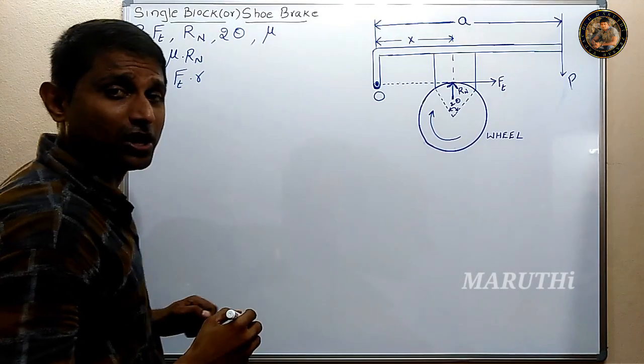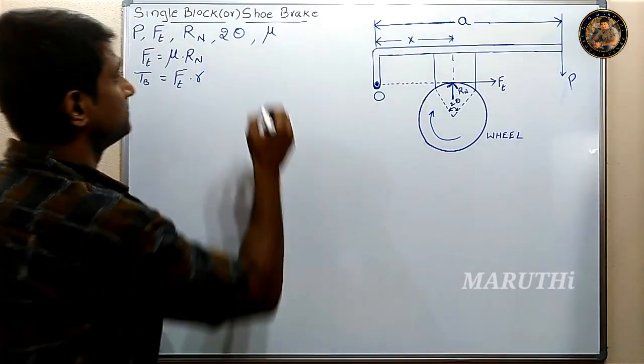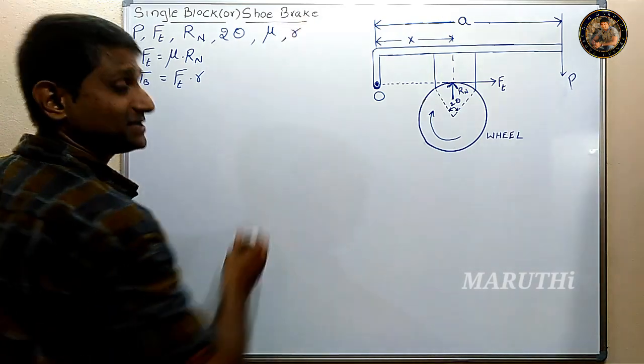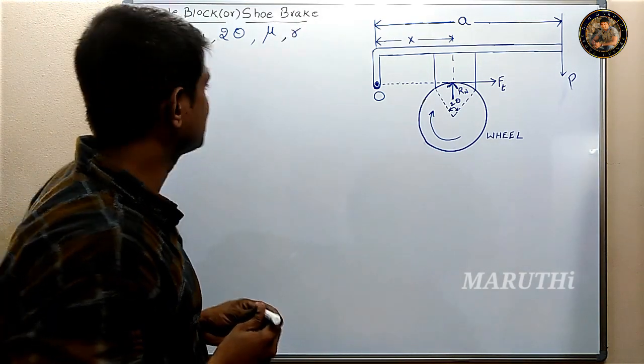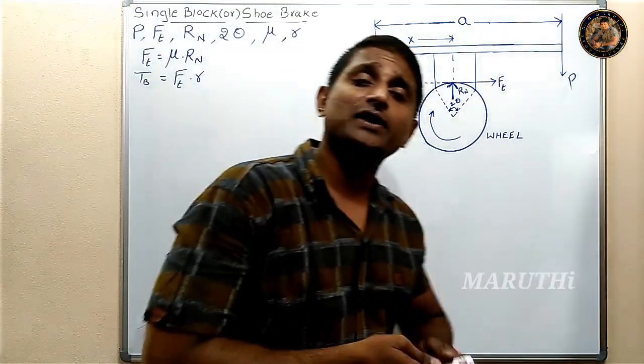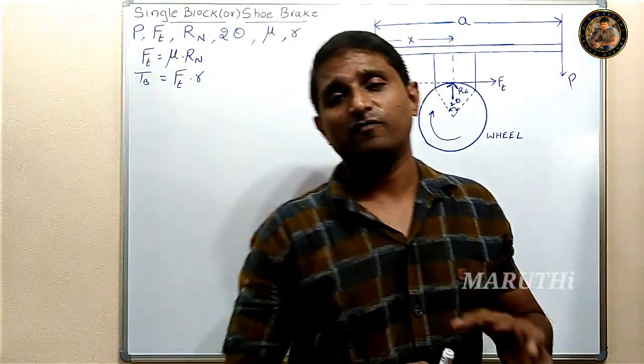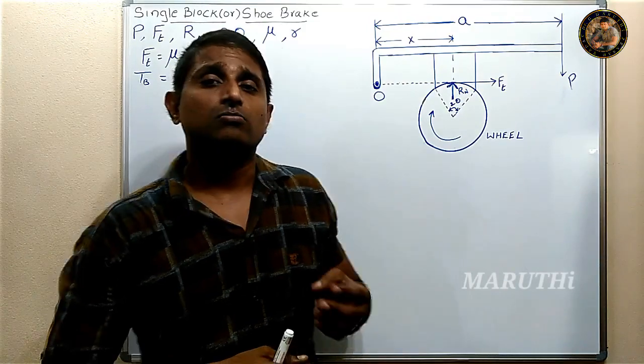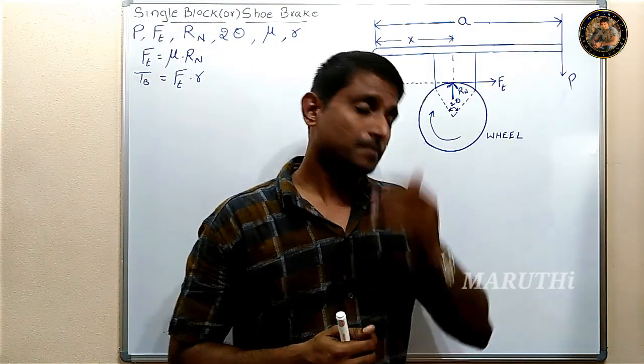let us take small r is the radius of brake drum. Then this is the braking torque. Now we have to find out this braking torque for 3 cases. So let me explain what are those 3 cases.